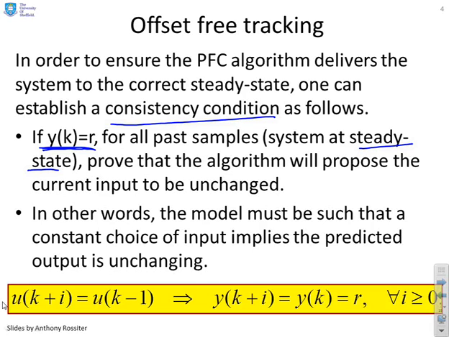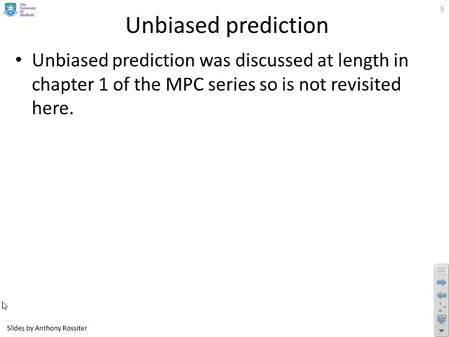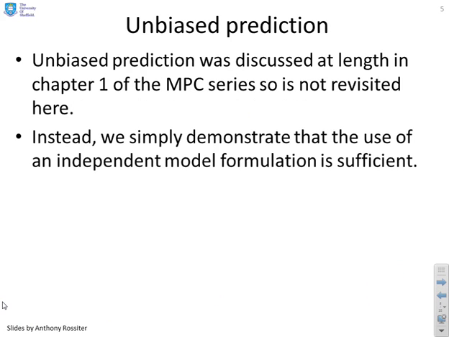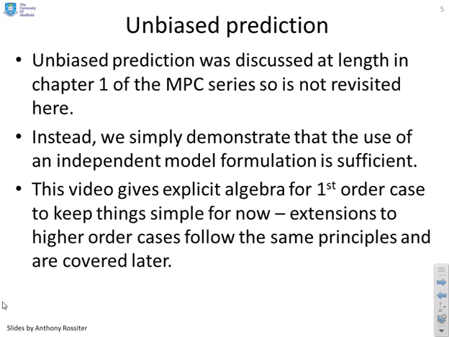So this is what we're saying. If I'm already at the correct steady state, then the proposed value for the input must match the current value of the input. And you'll notice here at the end it says for all i. So all the future values of the input must match the current input. And similarly, our predictions must be such that the future output predictions match the current output, match the target. So this is what we want the control law to deliver. This is called unbiased prediction, and it was discussed at length in chapter 1 of the MPC series. So you can look at that if you want to do it slightly more slowly. Here we'll just demonstrate that the use of an independent model is sufficient to make this work.